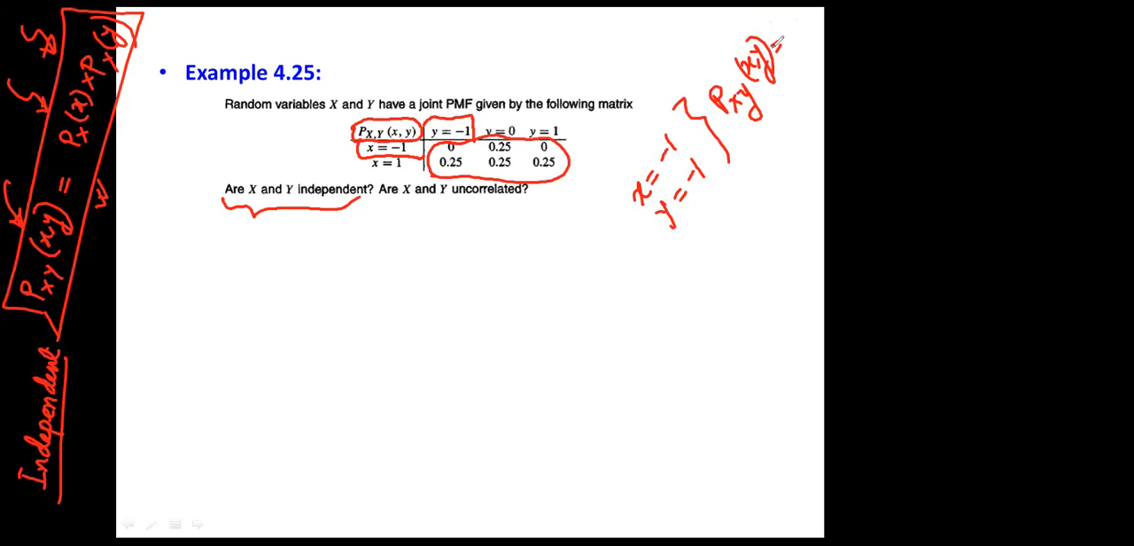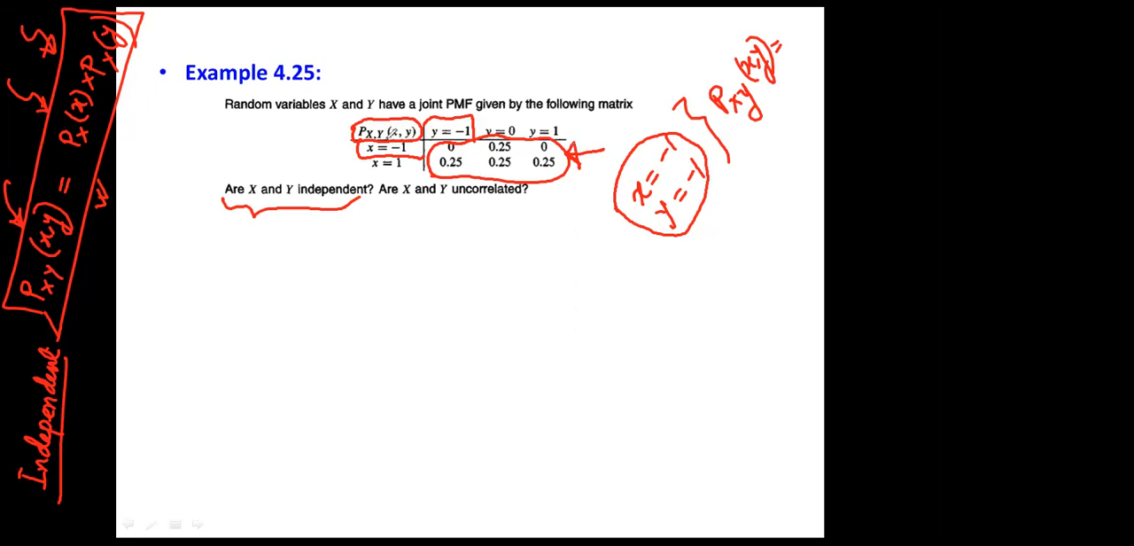Equals to what? Sir, 0.0625. Why? I'm talking about the point x equal to -1 and y equal to -1. This is a particular point. That particular point will have a particular probability. This is the probability for different points.